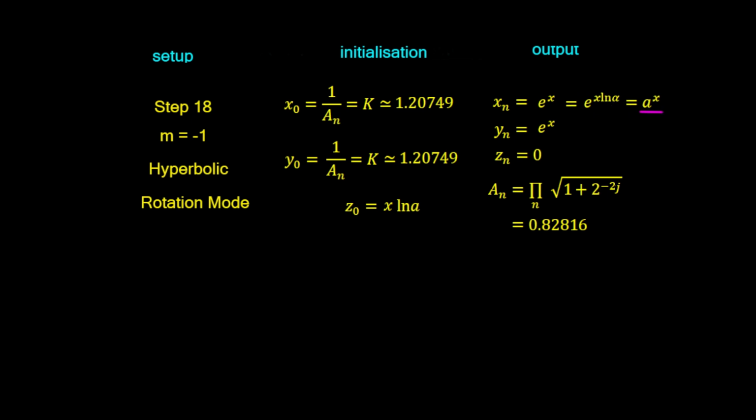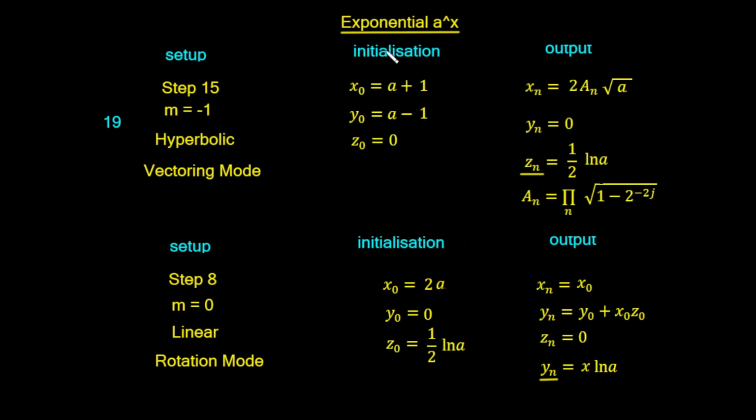Now we generate this in 3 stages. First we use step 15, which is hyperbolic vectoring mode. We say x naught is equal to a plus 1, y naught is a minus 1, z naught is 0. And this is going to give us the output value a half ln a. We then go on and use step 8, which is linear rotation mode.